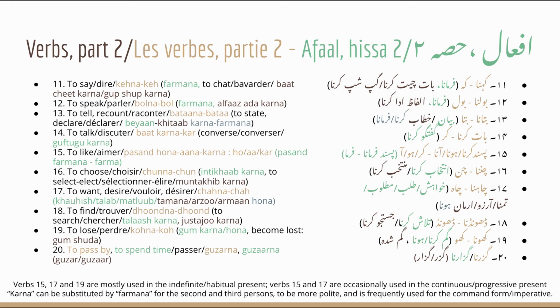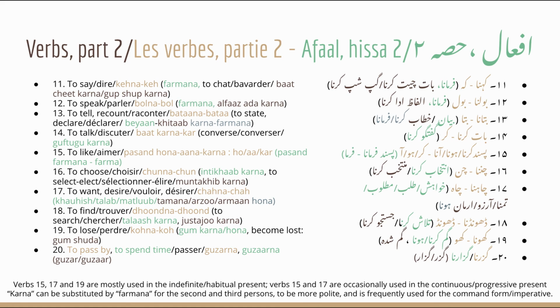To pass by is guzarna, and to spend time, where time is not implied but the noun is time, is also guzarna. This is like French: passer means both to pass by and to spend time. So in Urdu it's guzarna and guzarna. This is a form of transitivity. We haven't touched that yet, but when you do, you'll understand guzar, guzar, and how all of that is formed.